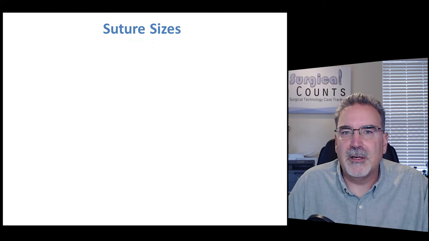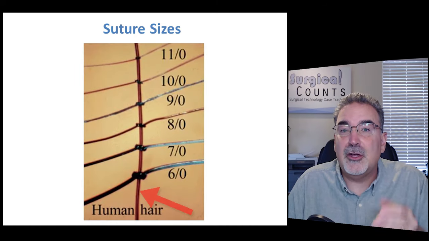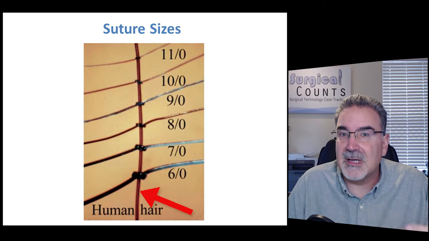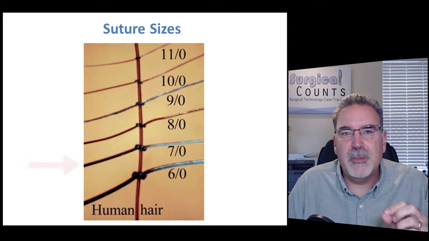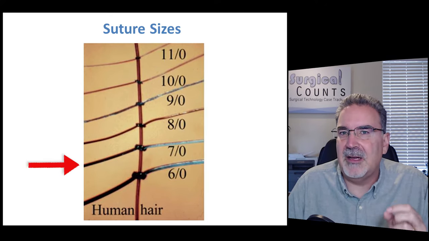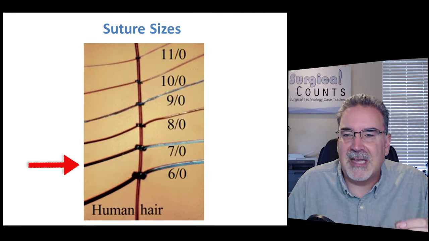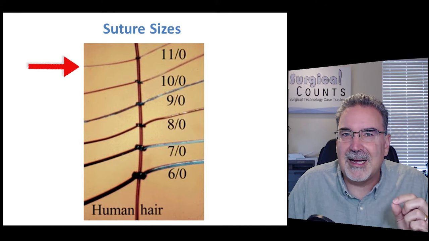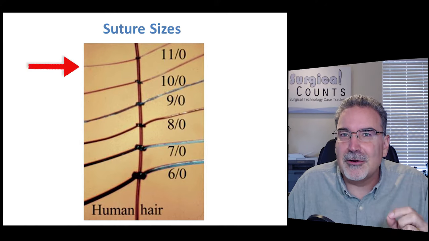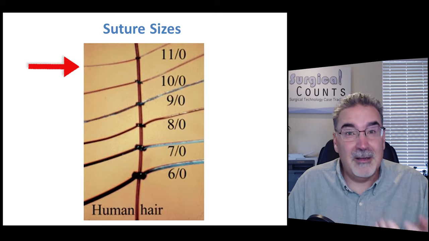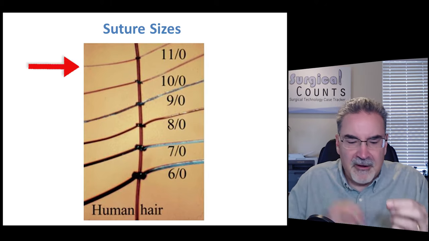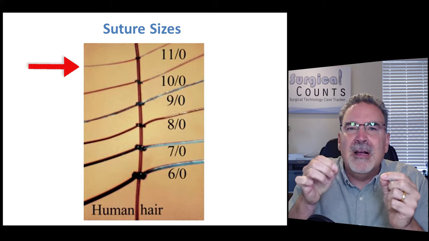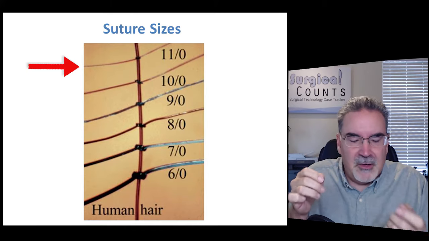So just how tiny are we talking? Well, take a look at this. This is a human hair running up and down the screen right there. And you can see suture sizes compared to that human hair. Human hair is about the equivalent of a 7-0 suture. It's about the same diameter. All right, but down to 11-0 suture, which is really tiny, that thing's about a third of the diameter of a human hair. Imagine, very, very tiny and very, very hard to see, especially with my old eyes. It's really hard to see a suture that's a third of the size of a human hair.